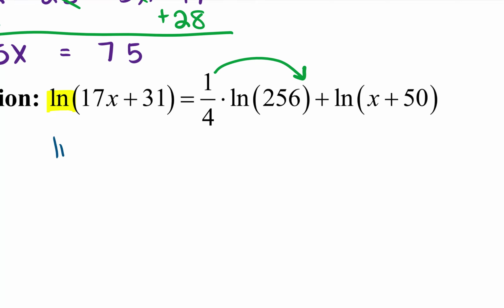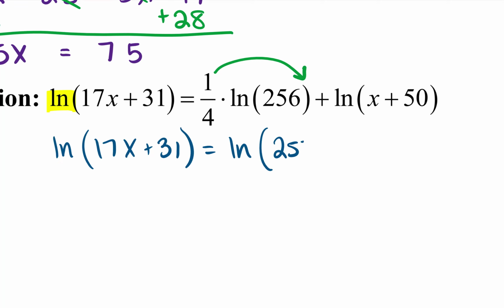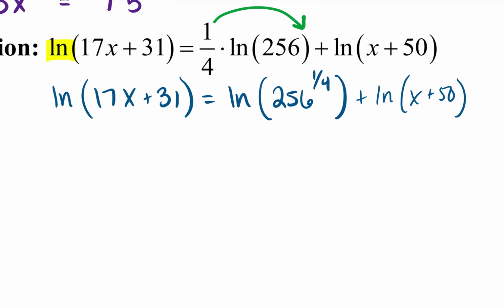So let's do that. I have natural log of 17x plus 31 equals natural log of 256 to the 1/4 plus natural log of x plus 50. Now, if I have an exponent, I have to actually do something with that. I can't just leave it there.